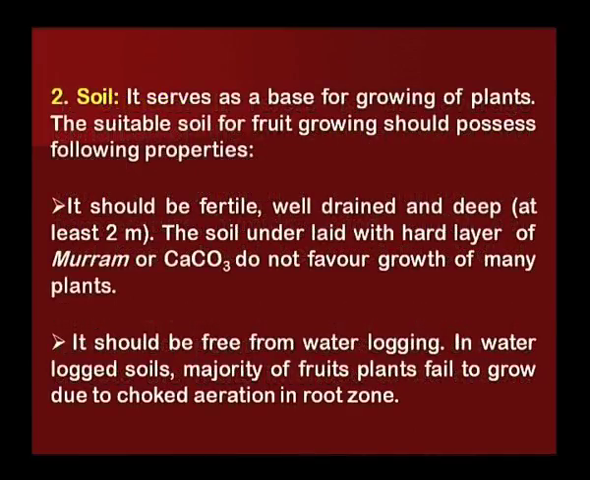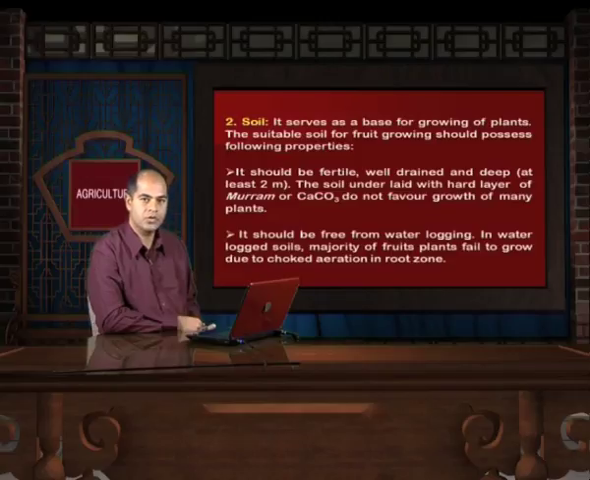Soil. It serves as a base for growing of plants. The suitable soil for fruit growing should possess following properties. It should be fertile, well drained and deep, at least 2 meters. The soil underlaid with hard layer of murram or calcium carbonate do not favor growth of many plants. It should be free from waterlogging. In waterlogged soils, majority of fruit plants fail to grow due to choked aeration in root zone.